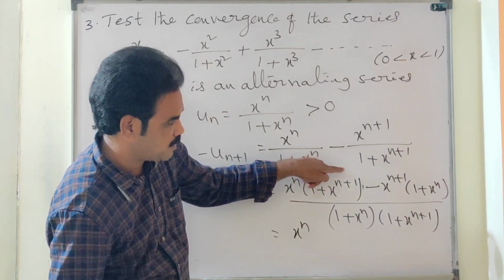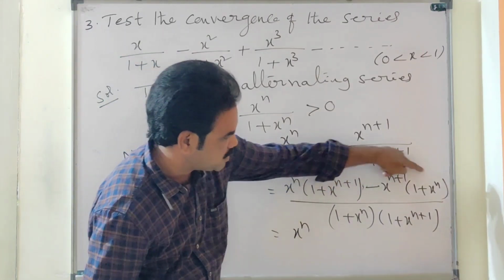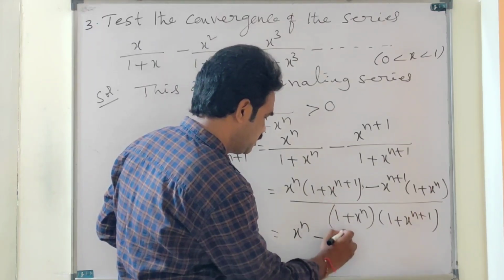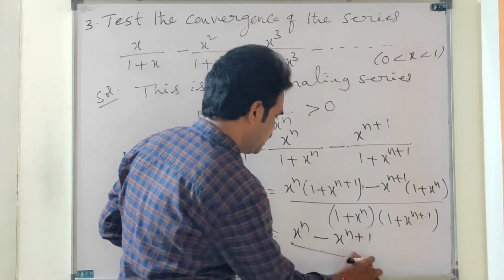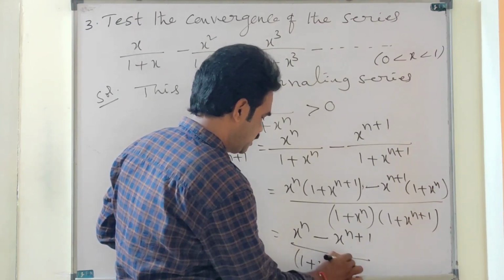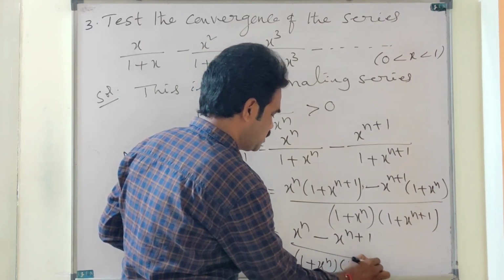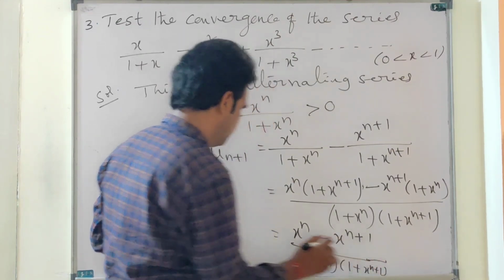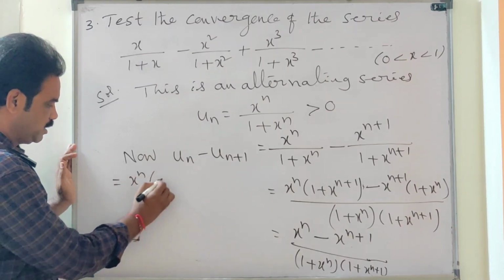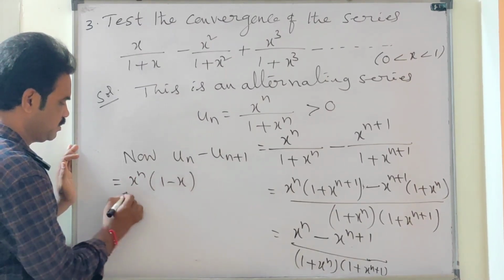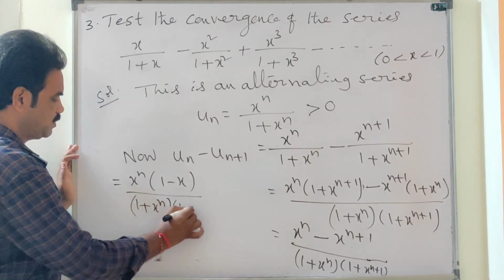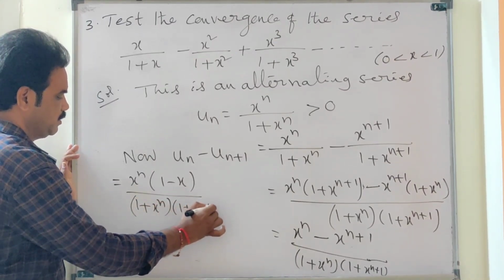This is equal to x power n into x power n plus 1 minus x power n plus 1 into x power n cancel. This is x power n minus x power n plus 1 by 1 plus x power n into 1 plus x power n plus 1. Okay, this is equal to, take x power n common, x power n into 1 minus x all by 1 plus x power n into 1 plus x power n plus 1.